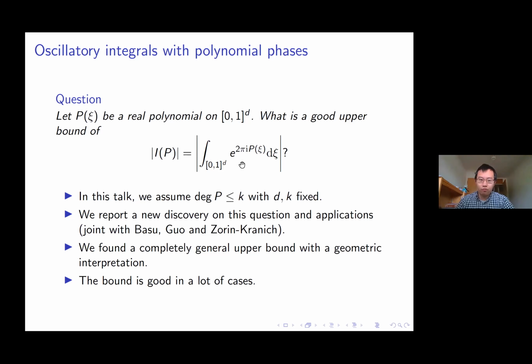And so we have a new discovery that's quite unified and not too difficult to state on this question. And we found some bound that has a geometric interpretation, and it's good in a lot of cases. So that's the main thing I want to talk about today. And I think to be more accurate, we have a motivation of this bound, actually. So that's in the next slide.